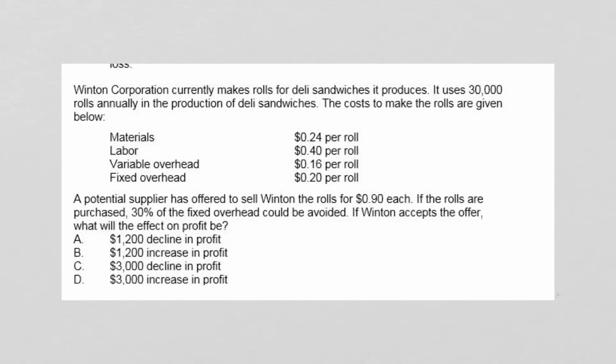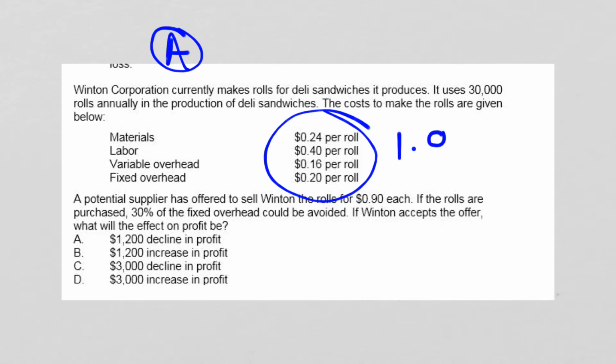We have a situation which is we're making the deli rolls ourselves, and when we do that, it costs us $1 per roll. How do I know that? Just add up the cost they give us. Notice that this is fixed, this is variable, this is variable, and this is variable. These all change. If we don't manufacture the rolls, we don't have these costs. This is the one that is different. This is our unavoidable cost, so to speak, the fixed overhead.